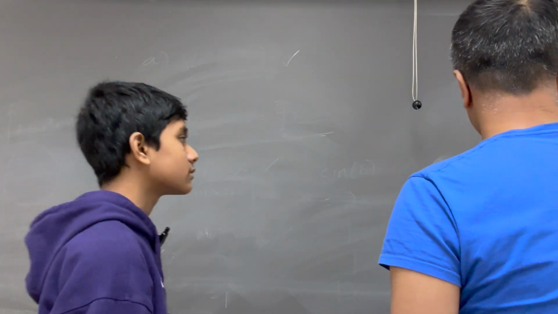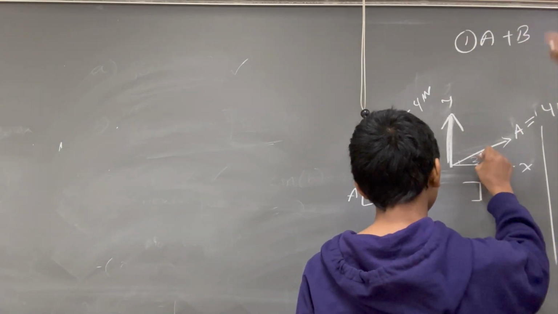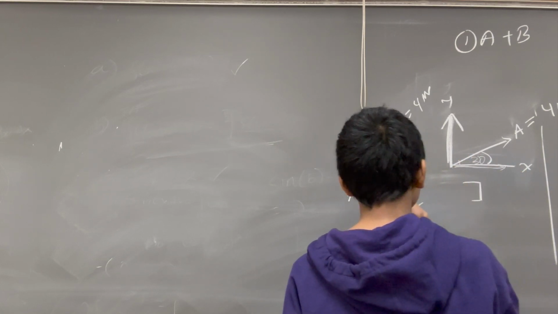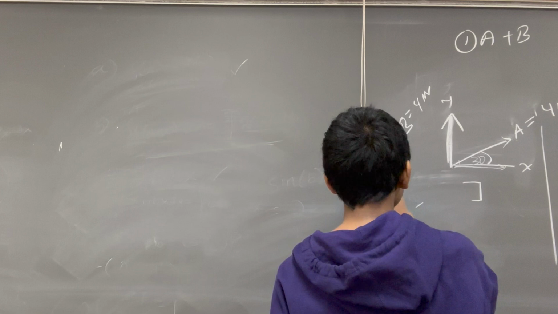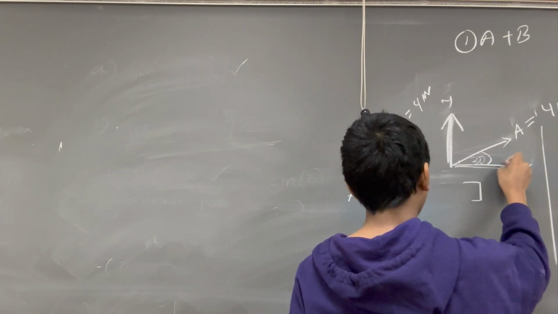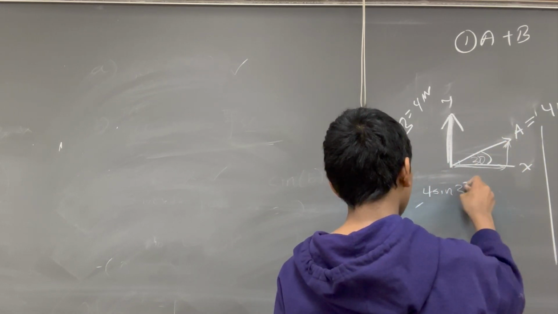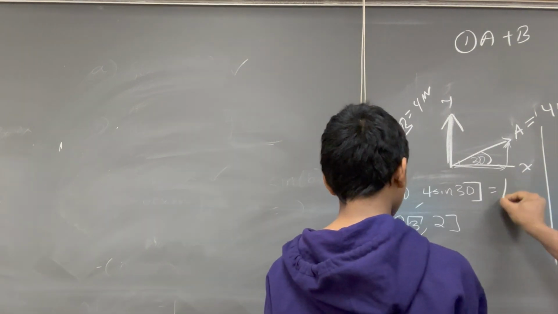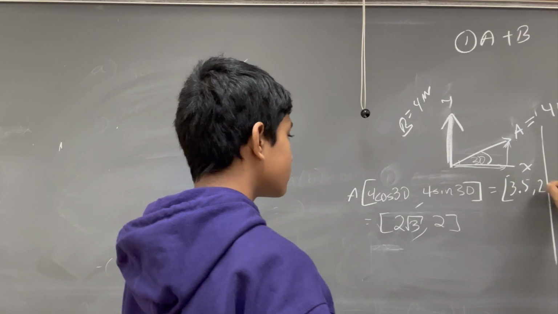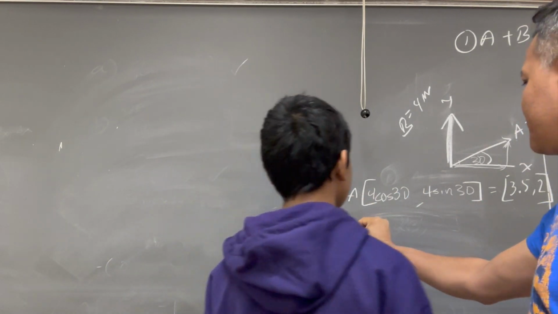Okay, so the first problem: A plus B. If this is 30, that means that its x component is just going to be A's length, 4, times cosine 30, and the y component is going to be A's length times sine 30. So, of course, 4 cosine 30 is 3.5, and 4 sine 30 is just 2.